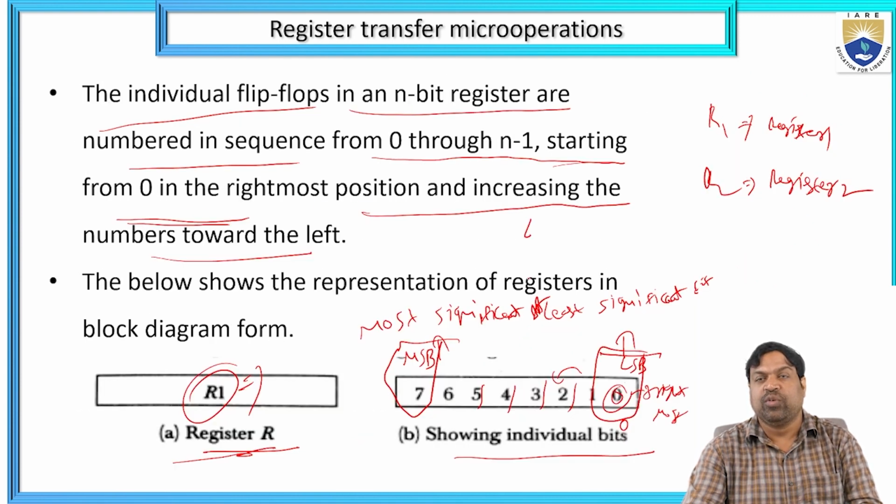And individual flip-flops can form an 8-bit register. Suppose 8 flip-flops means an 8-bit register. Here R1 is there. How many flip-flops are defined? 0 to 7, that means total how many? 8. So 8 flip-flops are used.